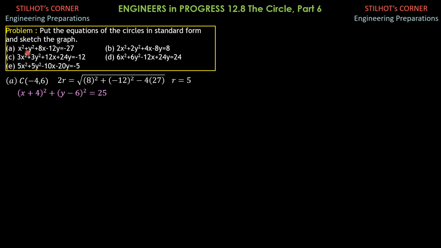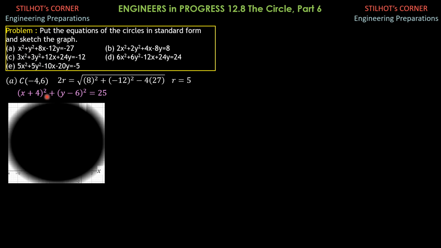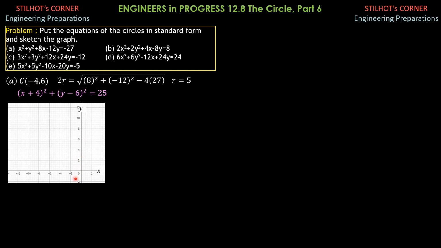So let's sketch negative 4, positive 6, the center. Negative 4, 6 here. And the radius is 5. This is already 4 plus 1, so 5. It should pass through here. It should pass through this point as shown in the figure. So that's it for that part.